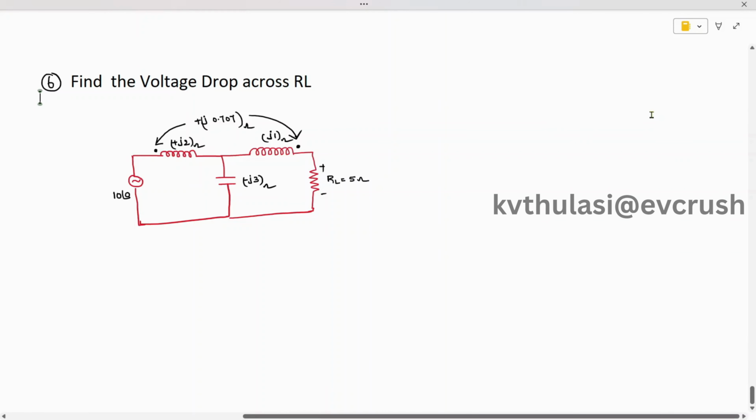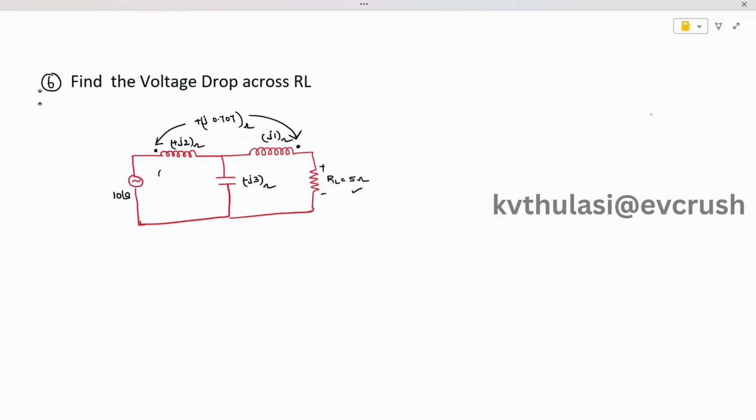Today we are going to solve these coupled coils which are connected in parallel, and we need to find out the voltage drop across the resistor RL, where RL is given as 5 ohm. Okay, let's try to write down the two KVL equations for the two loops, and let's try to evaluate.